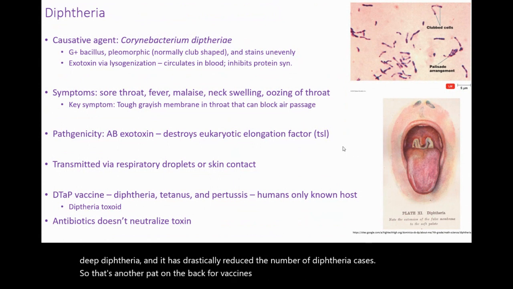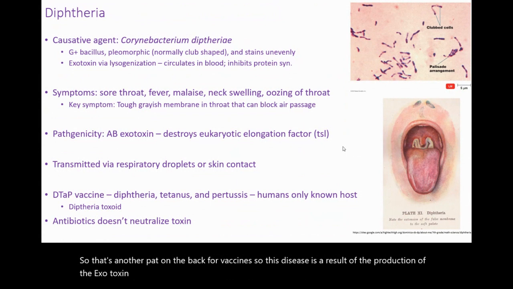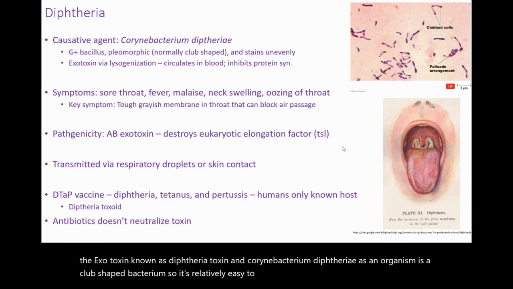So this disease is a result of the production of the exotoxin known as diphtheria toxin. And Corynebacterium diphtheriae as an organism is a club-shaped bacterium, so it's relatively easy to recognize under a microscope. So that's worth noting.